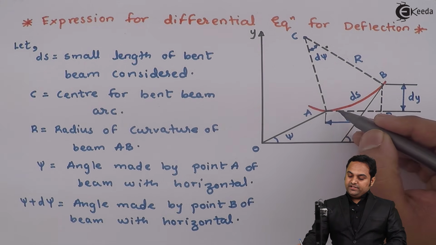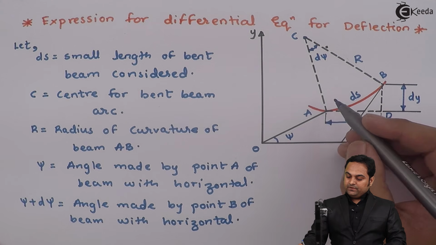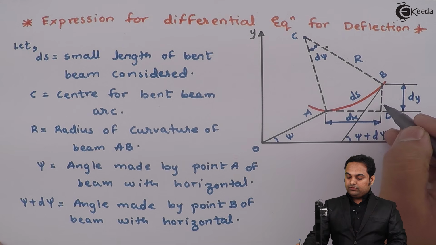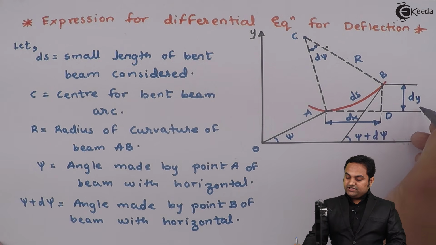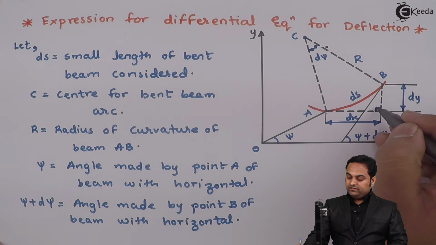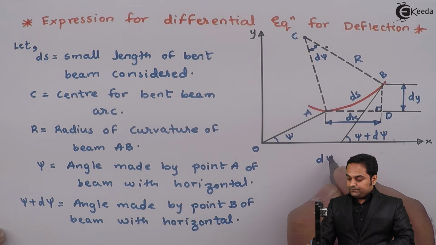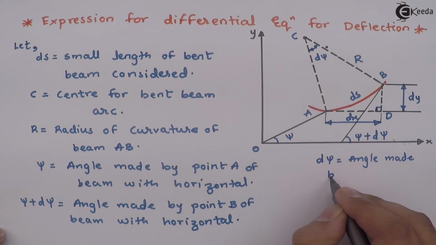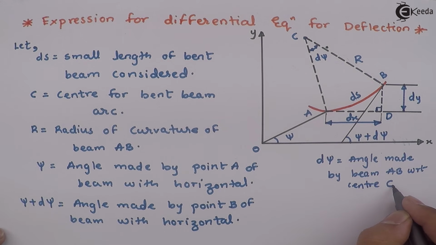Here this arc ds which we are considering has points A and B. Now when I draw a horizontal and vertical line through that, I get AD as dx distance, then BD is equal to dy, and here we are forming a right angle triangle. Next, d psi is the angle made by beam AB with respect to center C.